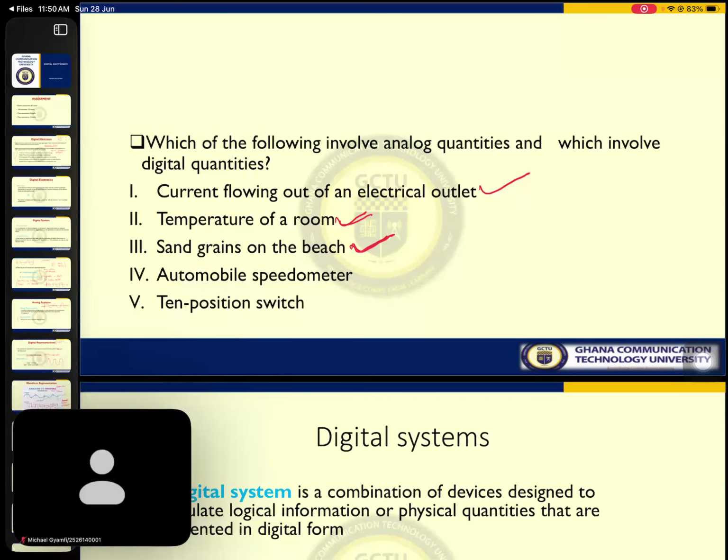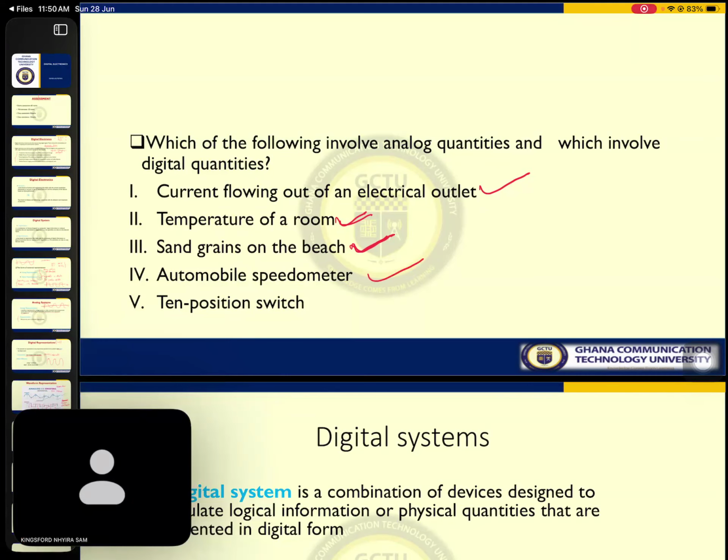Can you have one grain? Yes, sir. Can you have 2 grains? Yes, sir. Can you have 3 grains? Yes, sir. Can you have 2.5 grains? No, sir. So that makes it a digital system, because in the counting sense the number of grains is countable. You cannot count 1.5 or 2.5 grains.